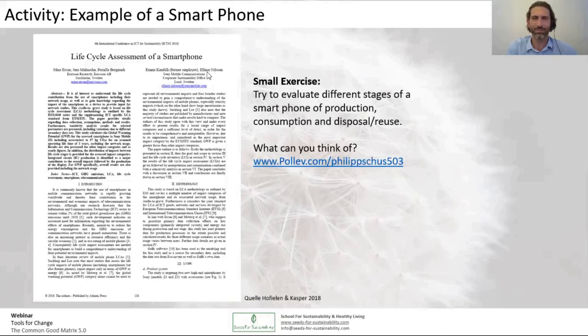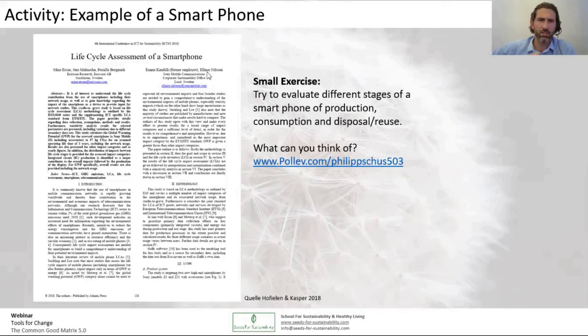Personally, I'm always using old phones secondhand, but of course the secondhand doesn't solve the problem, because for it to be secondhand it had to be firsthand in one place. But using secondhand material is definitely one good way.